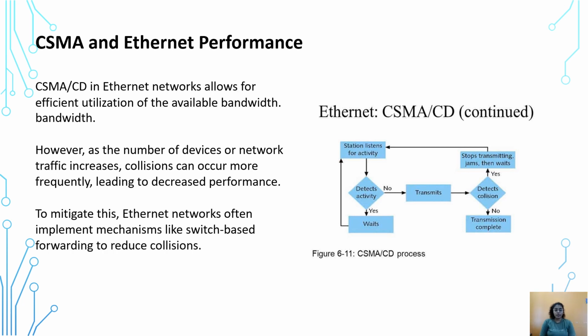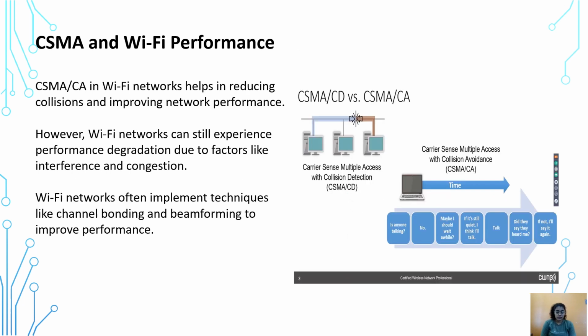CSMA and Ethernet performance. CSMA-CD in Ethernet networks allows for efficient utilization of the available bandwidth. However, as the number of devices or network traffic increases, collisions can occur more frequently, leading to decreased performance. To mitigate this, Ethernet networks often implement mechanisms like switch-based forwarding to reduce collisions.